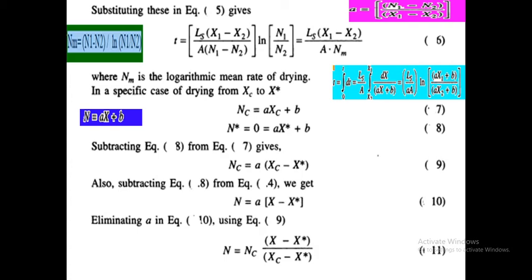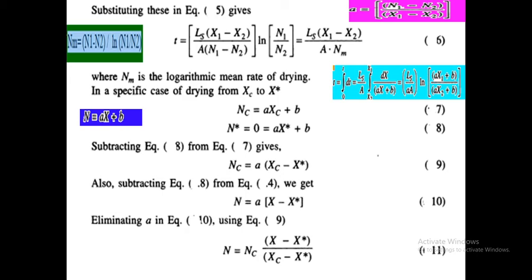Subtracting equation 8 from equation 4, we get: what is equation 4? Capital N is equal to ax plus b. So refer to the left side blue color box, that is the 4th expression. What is the 8th expression? 0 is equal to a x star plus b. So N minus 0 is equal to a into x minus x star. The b's are cancelled. This is the 10th expression.